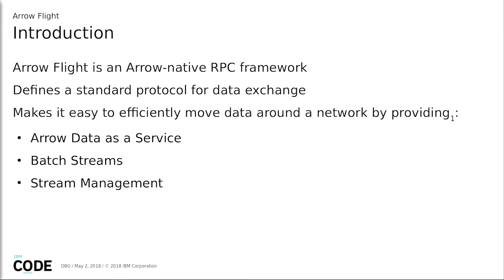So while the core of Arrow provides basics for inter-process communication, the big data systems that we use today are a lot more complex and really require something more in order to fully exchange their data. So this is where Arrow Flight comes in, and it makes it easy to efficiently move this data around the network. It builds upon Arrow and introduces 3 new concepts. The first is Arrow data as a service. Second is batching streams together, and also stream management. And we're going to go into each one of these in a bit more detail.